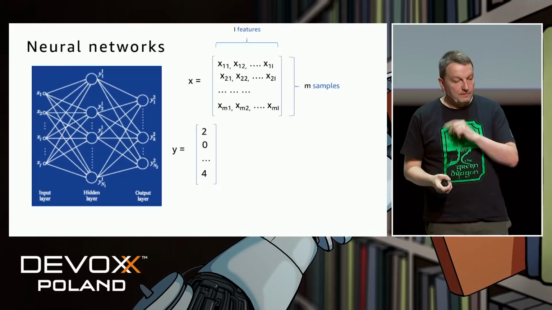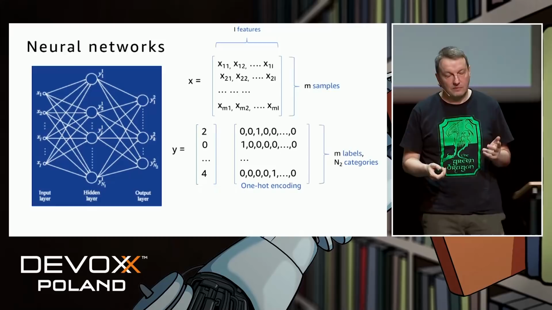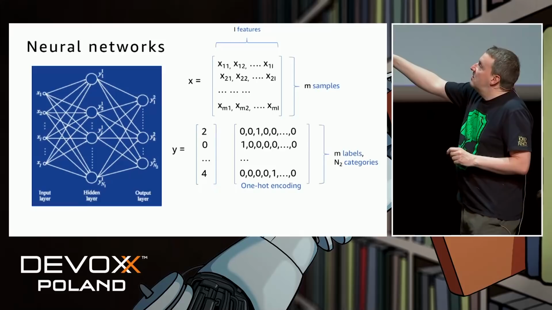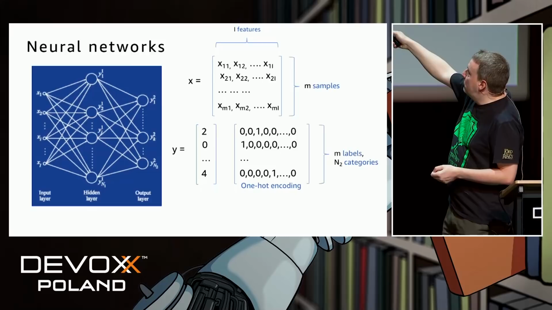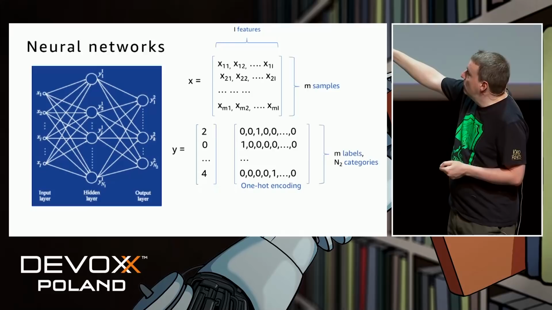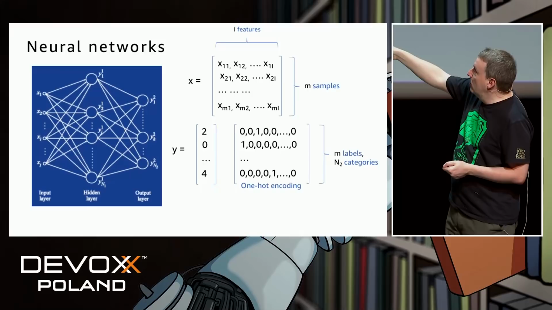We use another technique called one-hot encoding. And that's a complicated word for a simple thing. One-hot encoding means instead of using category numbers, you're going to build a vector of bits. And again, let's say we have 10 categories here. So we will have 10 bits, and we'll flip to 1 the bit that corresponds to the right category. So if this one is category 2, then bit 0, 1, 2 is flipped. This one is category 0, so we flip bit 0, and so on.